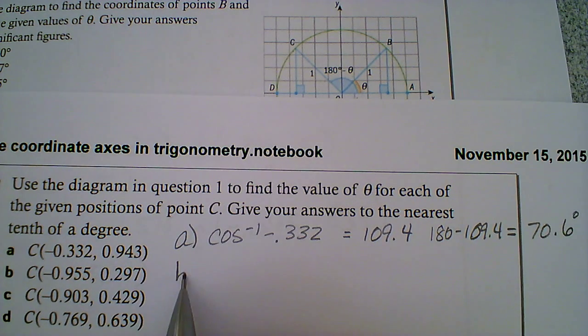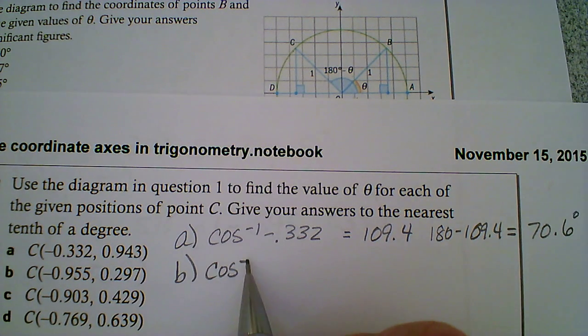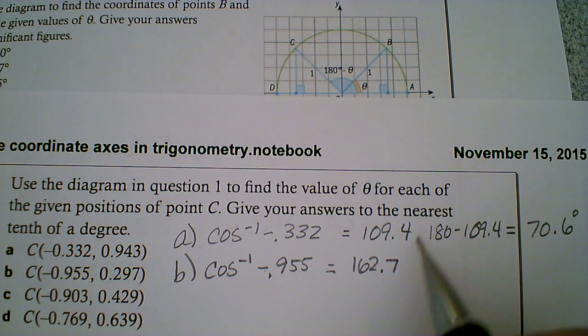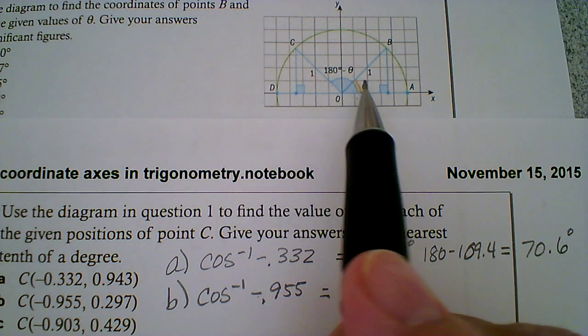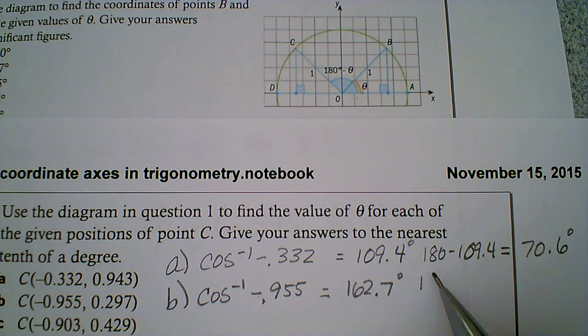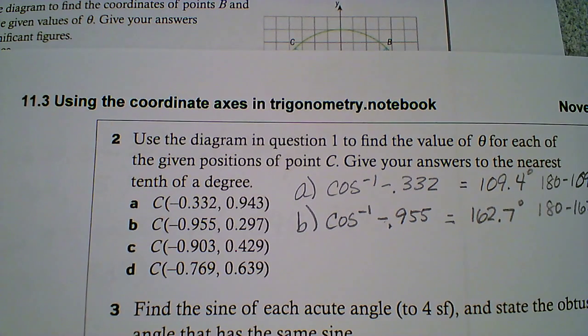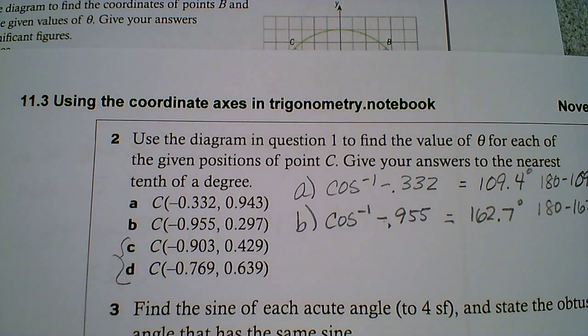Let's try one more together. B, I'm looking at the inverse cosine of negative 0.955, which gives me 162.7 degrees, which is an obtuse angle, which is this angle. So in order to find theta, I subtract that from 180. And that gives me 17.3 degrees. All right, so I want you to finish C and D for homework. Pause the video and go ahead and do that.